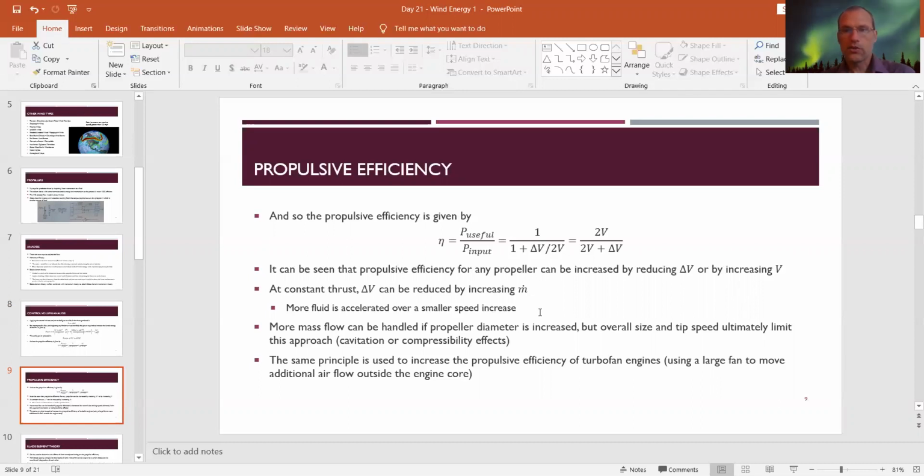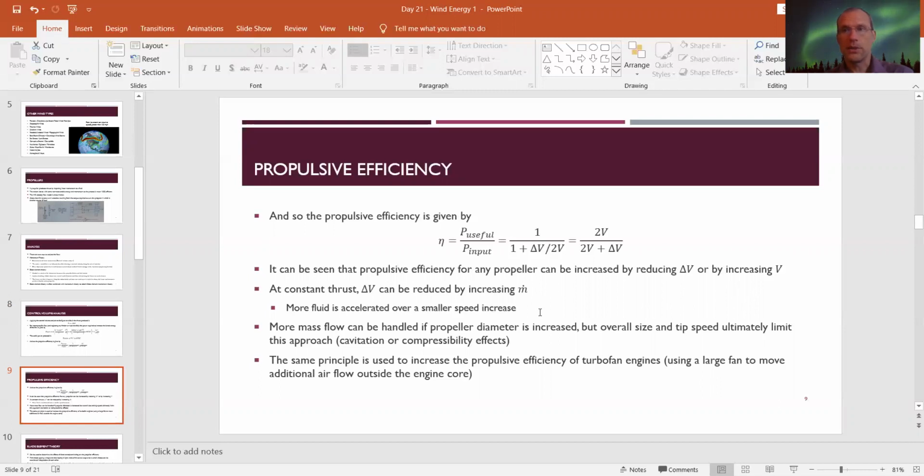But the overall size of the propeller and tip speed are limited by compressibility effects. So again, if you have a really big propeller spinning around, a larger diameter is going to give you a larger linear speed at the tip of the propeller blade. And so you keep on making it bigger and bigger, and you keep getting bigger and bigger speeds out there.